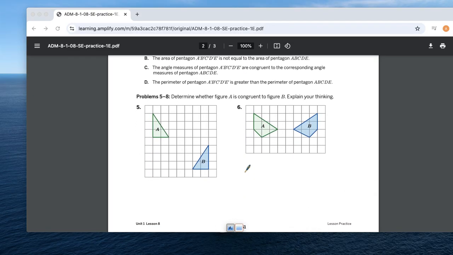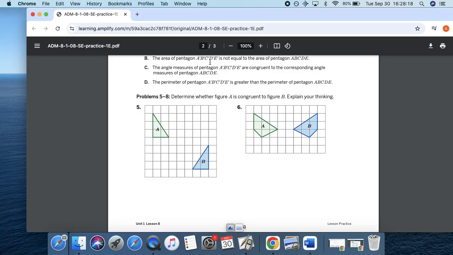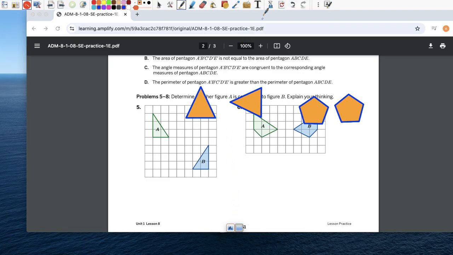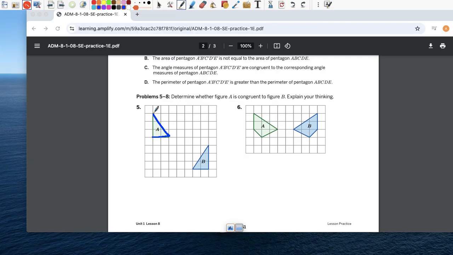Determine whether figure A is congruent to figure B. Well, is figure A congruent to figure B? If you take tracing paper, let's say you trace this. I can trace it. Clear objects. If I had tracing paper, which, oh, look at that, I do. And I took this tracing paper.